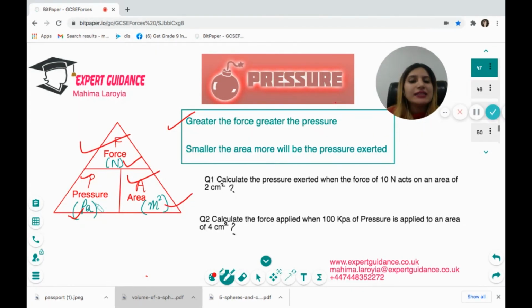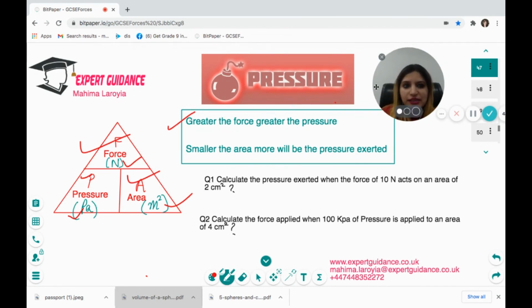Okay, now let us look at two examples. In the first question, you can look on the board. They have given you a force of 10 newtons and an area of 2 centimeters squared and ask you to find the pressure. And in the second question, they have given you a pressure of 100 kilopascals and an area of 4 centimeters squared and ask you to find the force. Now you can try these questions, pause this video and take care of the units here. The area is given in centimeters and you need to convert it into meters. Okay, so let us have a look.